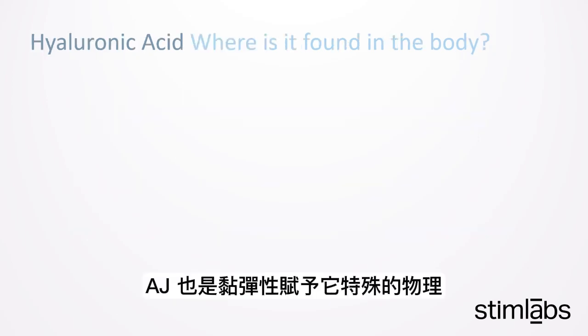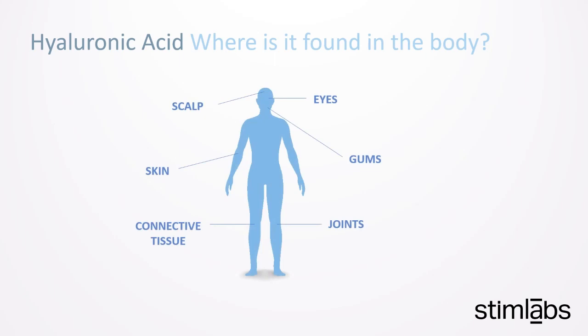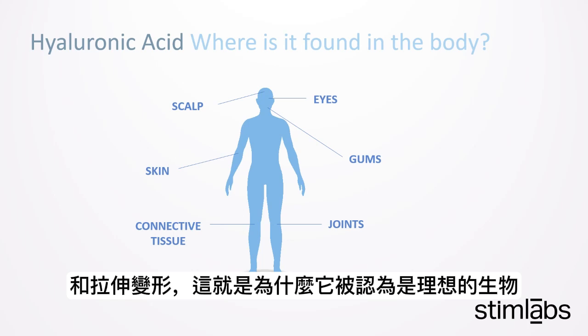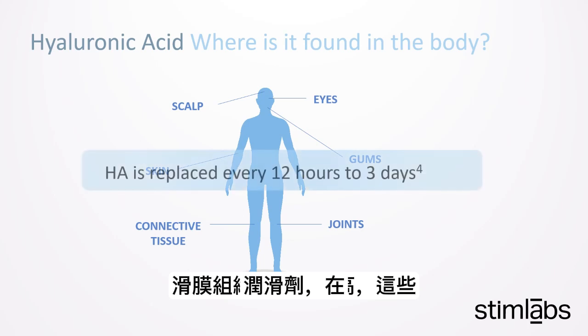But where is it found in the body? Well, HA is a key component of the extracellular matrix and is synthesized at the cell surface membrane throughout the body. It can be found in the space between your cells, providing a protective coating to surround and protect those cells. The turnover rate of hyaluronic acid in the extracellular matrix is very high, being replaced every 12 hours to 3 days.